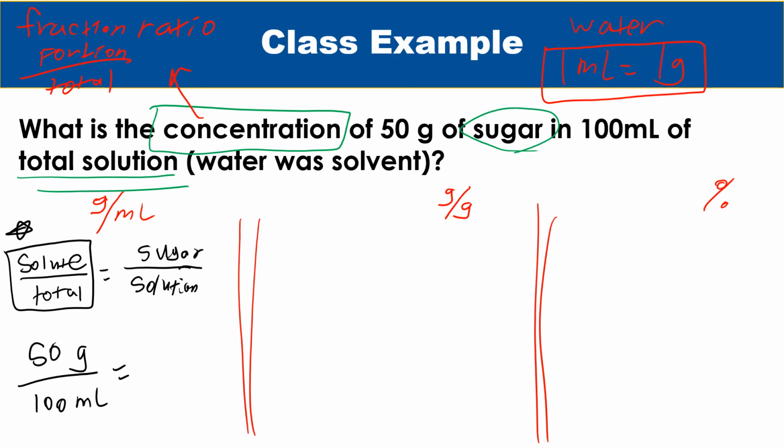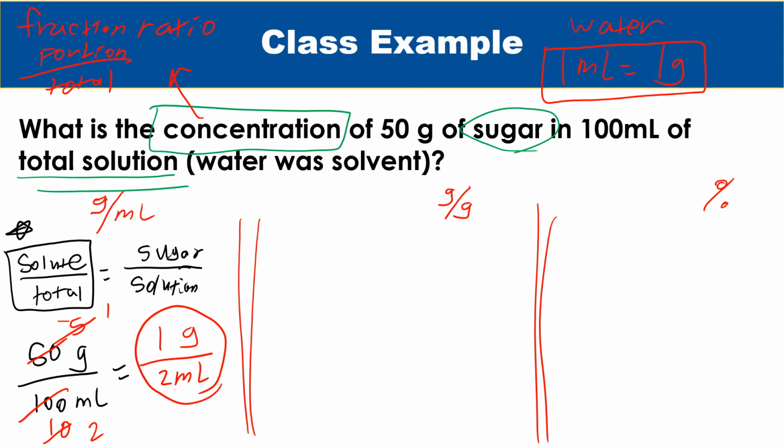Can I simplify this fraction, 50 over 100? Yes, you can. I can divide it by 10 and make it into 5 over 10. Can I still simplify? Yes, we can. I can divide both top and bottom by 5. 5 divided by 5 is 1. 10 divided by 5 is 2. So this is 1 gram per 2 milliliter. That is your concentration in number. Or also, you can write it as 0.5 gram per milliliter. Feel free. That's one method. We represent grams, which is the mass of solute, over the solution's volume.